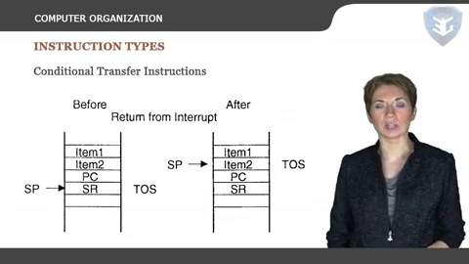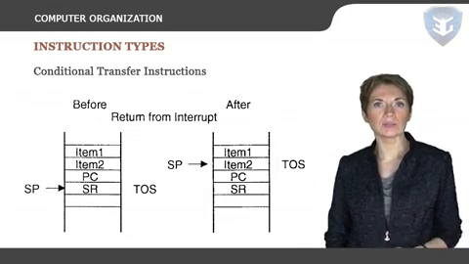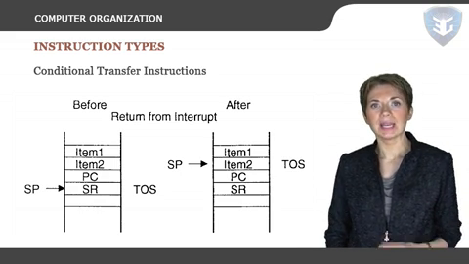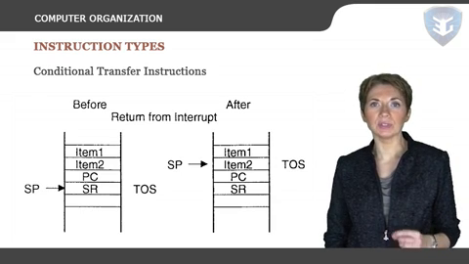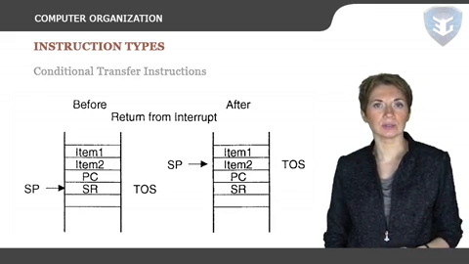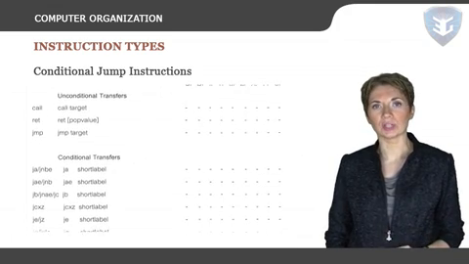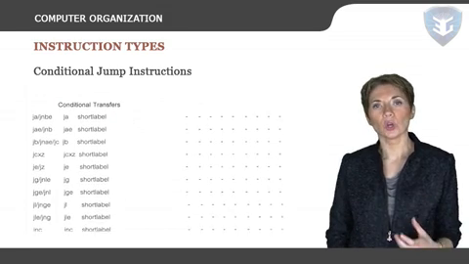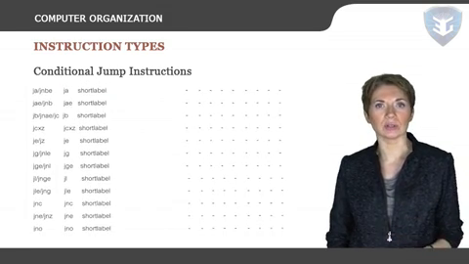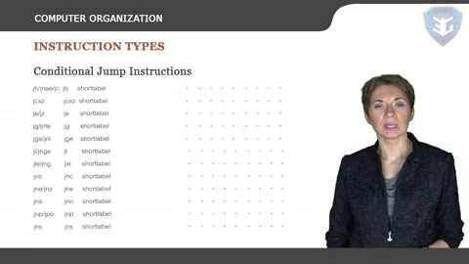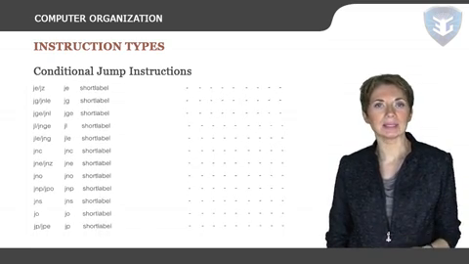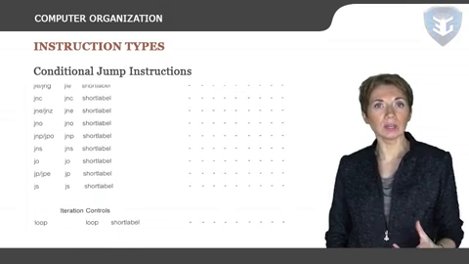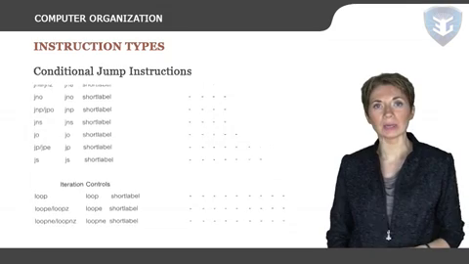Conditional transfer instructions. The conditional transfer instructions are jumps that may or may not transfer control, depending on the state of the CPU flags when the instruction executes. Conditional jump instructions. Conditional jump instructions contain a displacement which is added to the EIP register if the condition is true. The displacement may be a byte, a word, or a double word. The displacement is signed. Therefore, it can be used to jump forward or backward.